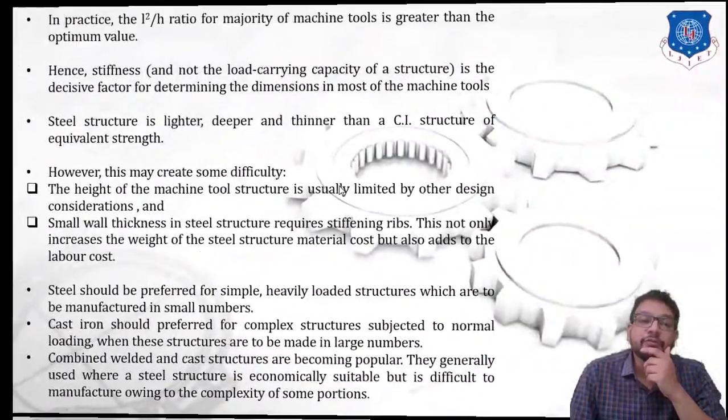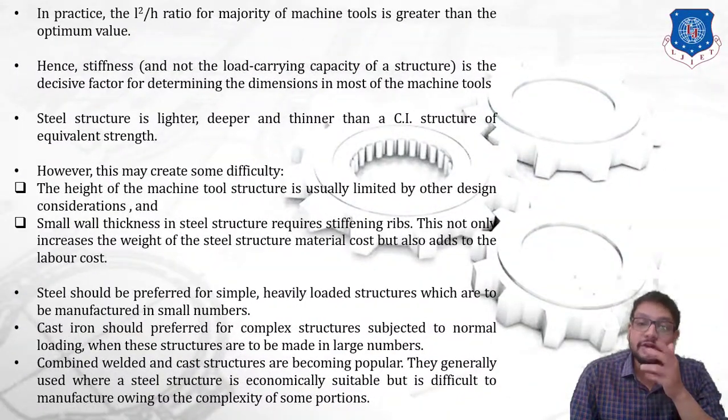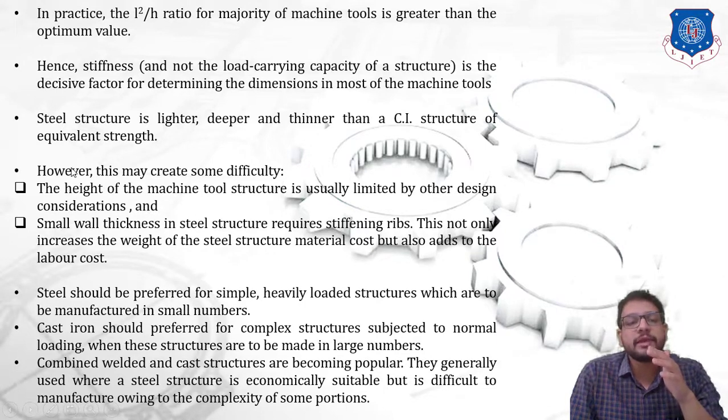So this is the benefit of a steel structure. But we can face certain difficulties if a machine tool structure is made from steel. So what are those problems? We can say the height of a machine tool structure is usually limited by other design considerations, which means there is a limitation that only up to a certain range can we provide the height of our machine tool structure, because we know several other elements are also present, such as tail stock and carriage.